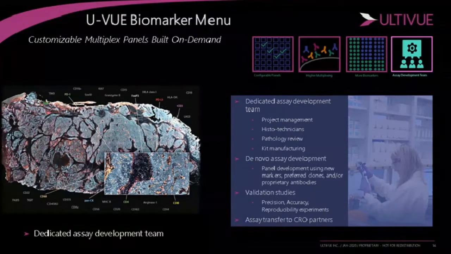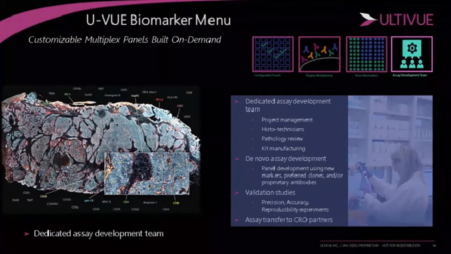So if you have a marker of interest that is not yet in our menu, or if you have a proprietary antibody, we can work with it and include it in a standardized panel, in the optimized, ready-to-use panel. And we can also perform validation studies like precision, accuracy, reproducibility, and eventually manufacture the kit and transfer it to you for on-site staining, or we can stain your samples in-house, or we can transfer those kits to CRO partners.